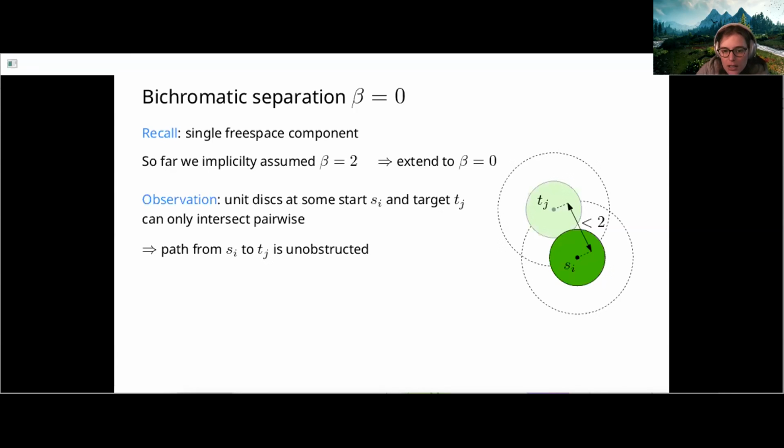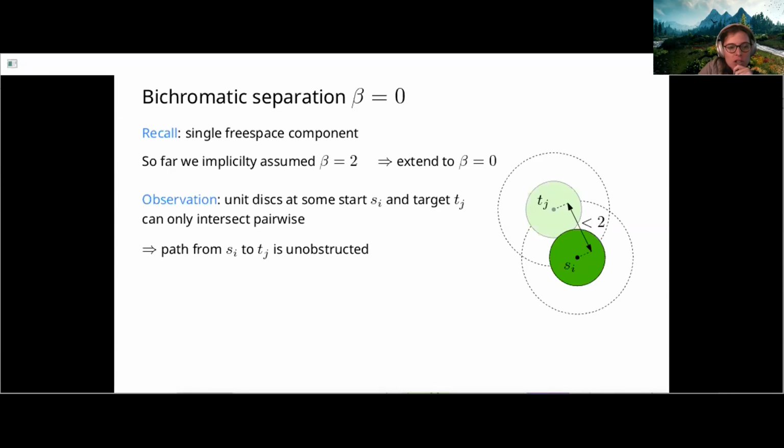If a robot has some start position Si that overlaps with a robot at some target position Tj, then these two robots cannot intersect anything else. So they're just going to be one pair of robots. Any third robot getting closer to this pair would get too close to either start node or target node and violate the monochromatic separation of 4.